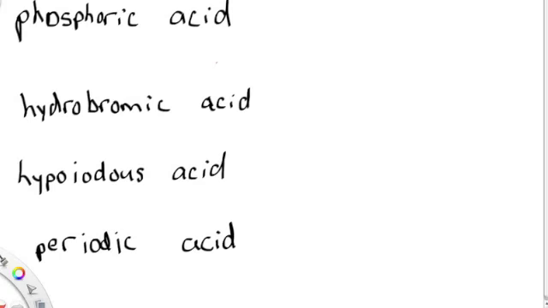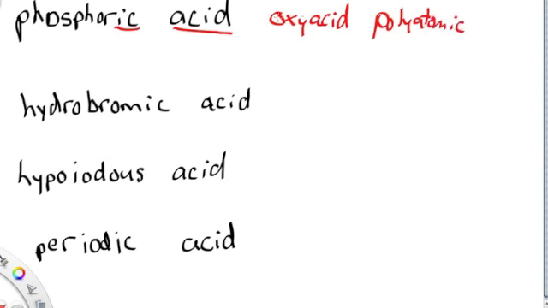Okay, part 2 here will be going the other way. As soon as you see an ic acid, you look over here. If there's no hydro, then this is going to be an oxy acid. So an ic acid is an oxy acid. So I need to look up the polyatomic ion. So in this case, it's phosphoric acid.